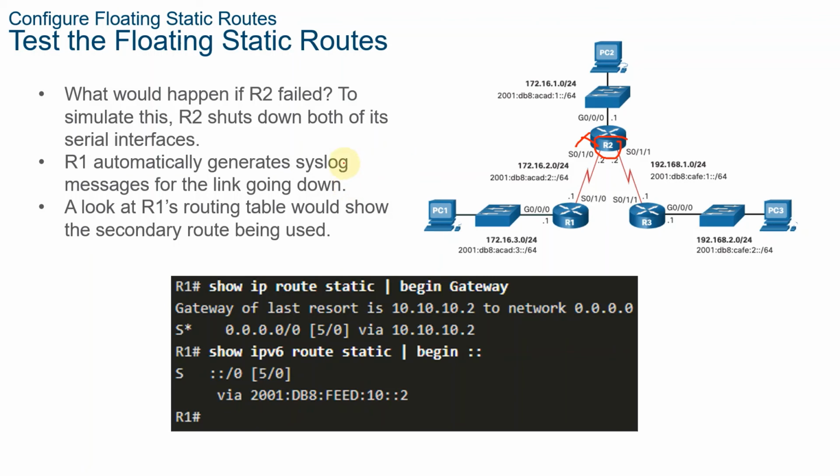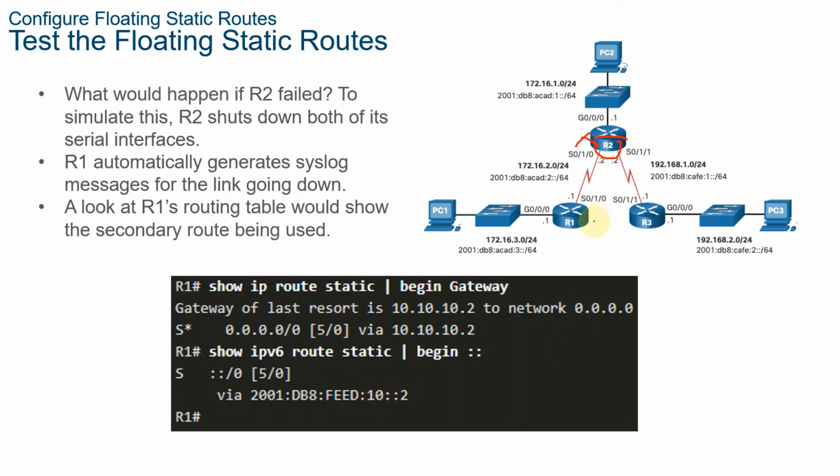So without doing other things, you could simply shut down both of R2's serial interfaces. That would simulate that the network is down. R1 automatically generates a syslog message for the link going down, so a look at R1's routing table would show that the secondary route is being used.